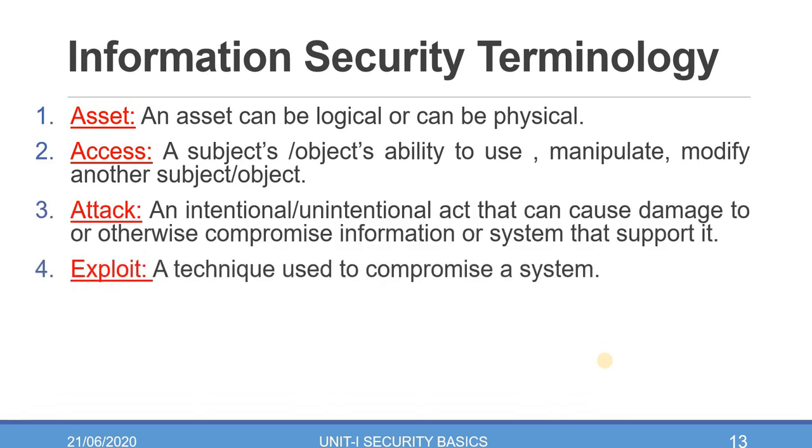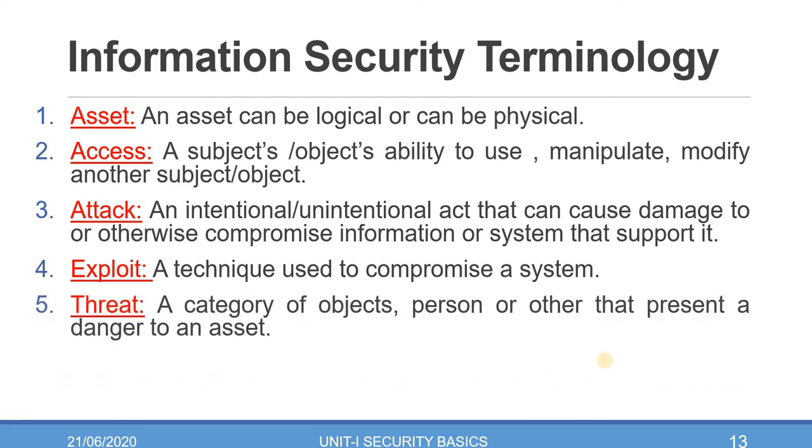Attack. An attack is an intentional or unintentional act that can cause damage to or otherwise compromise information or the system that supports it. All of you know that cyber attacks happen. A cyber attack means an intentional or unintentional act that can cause damage to the information. Fourth is exploit, a technique used to compromise a system. A Trojan horse, viruses, or worms are used to compromise a system, or network tools are used to compromise the system.